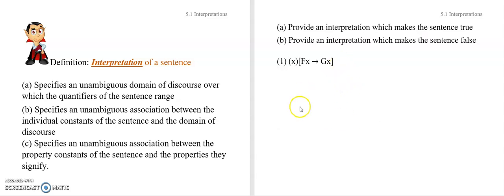All right, then, let's go ahead and start with the categorical A sentence as an example. Can you provide me with an interpretation, here's your definition, which makes this sentence true? And can you provide me with an interpretation of the categorical A sentence which makes that sentence false? Pause now.